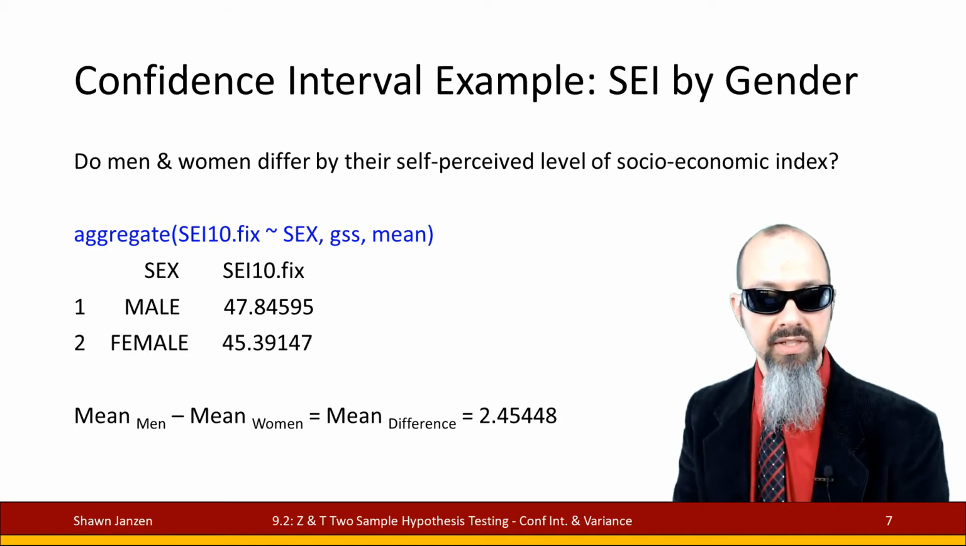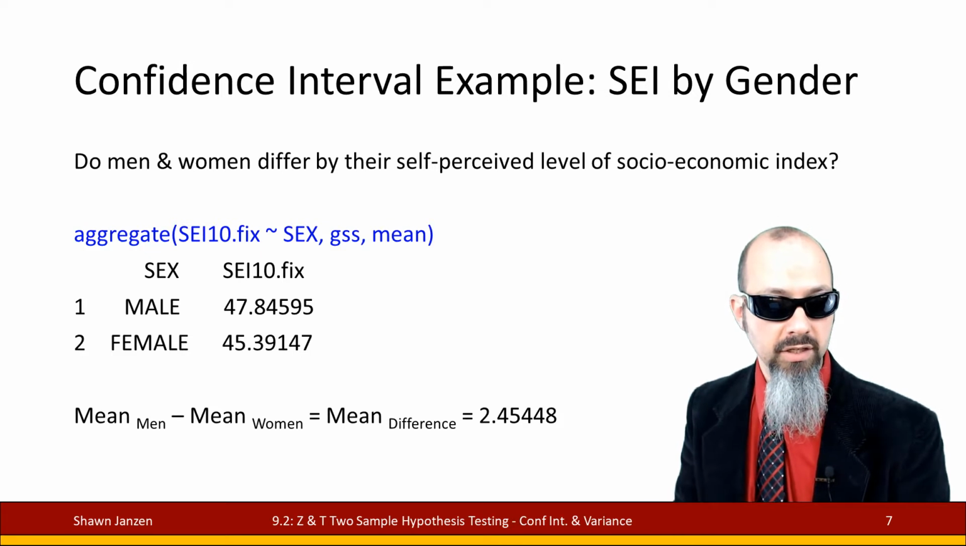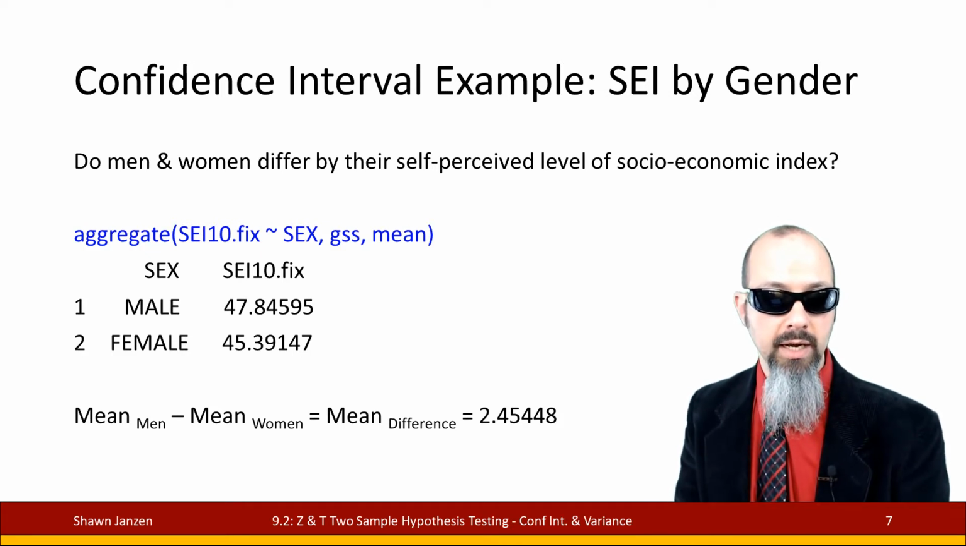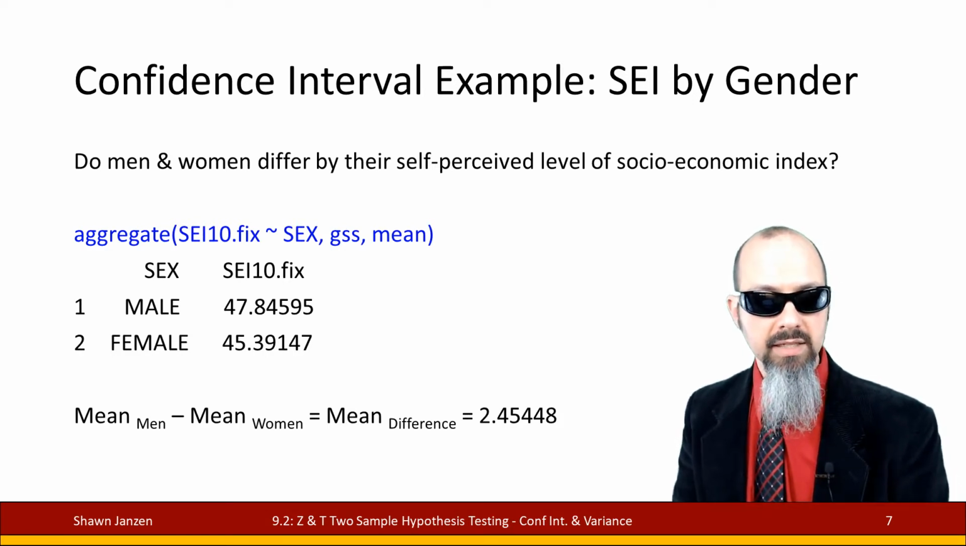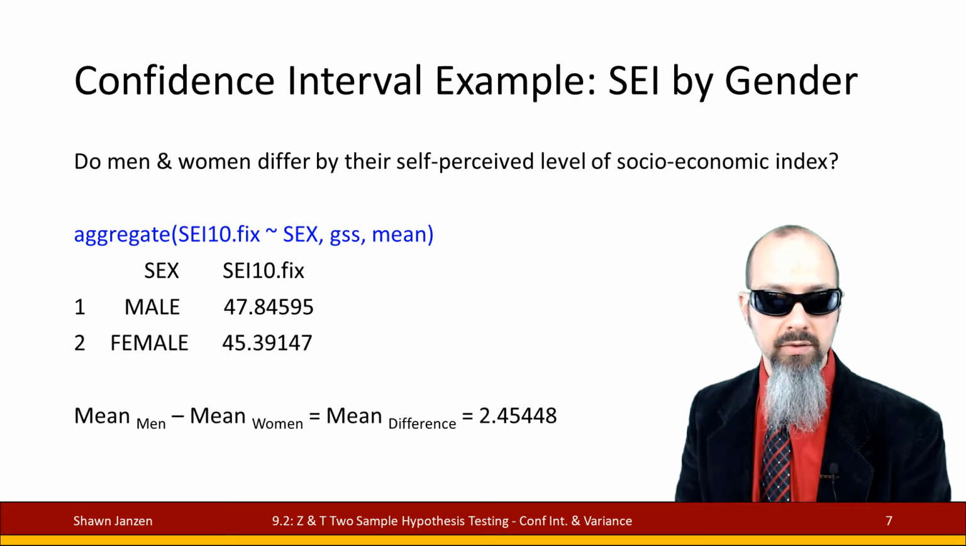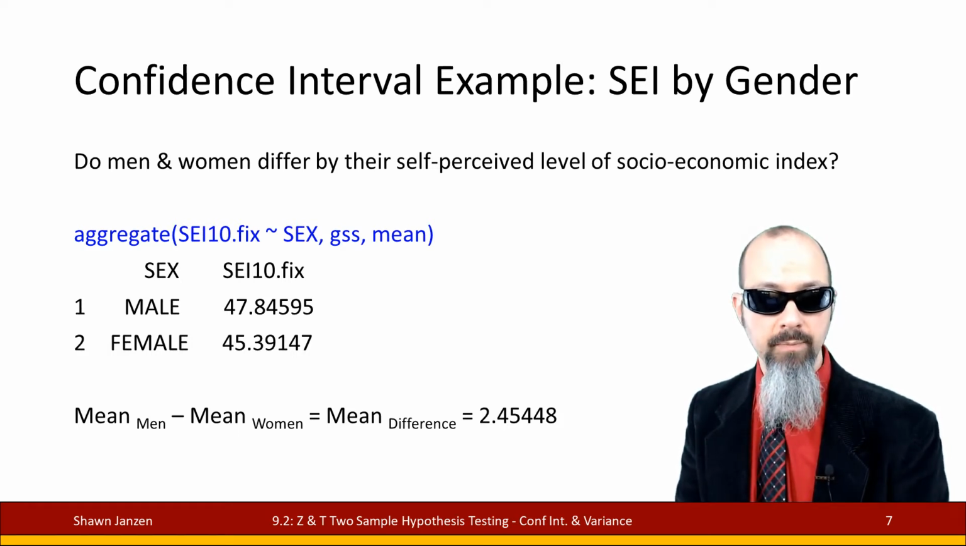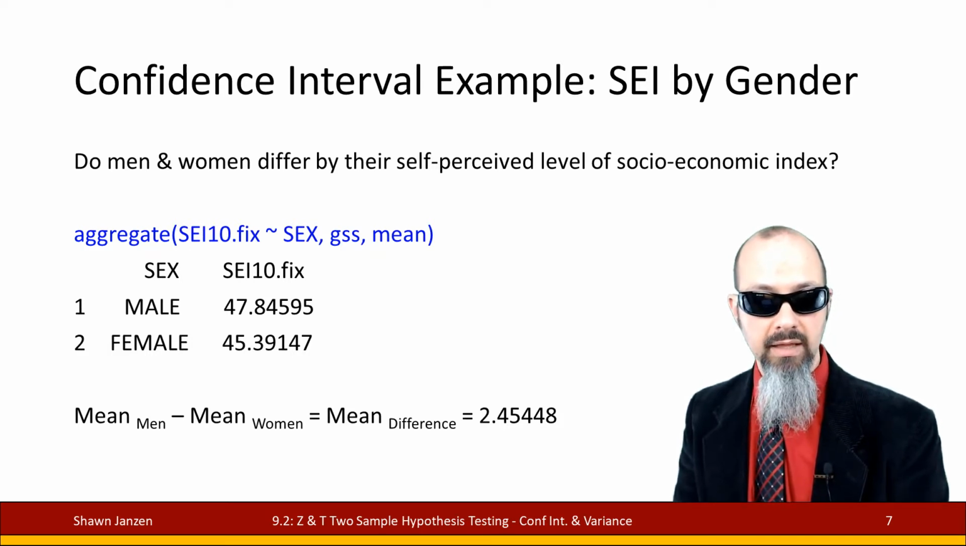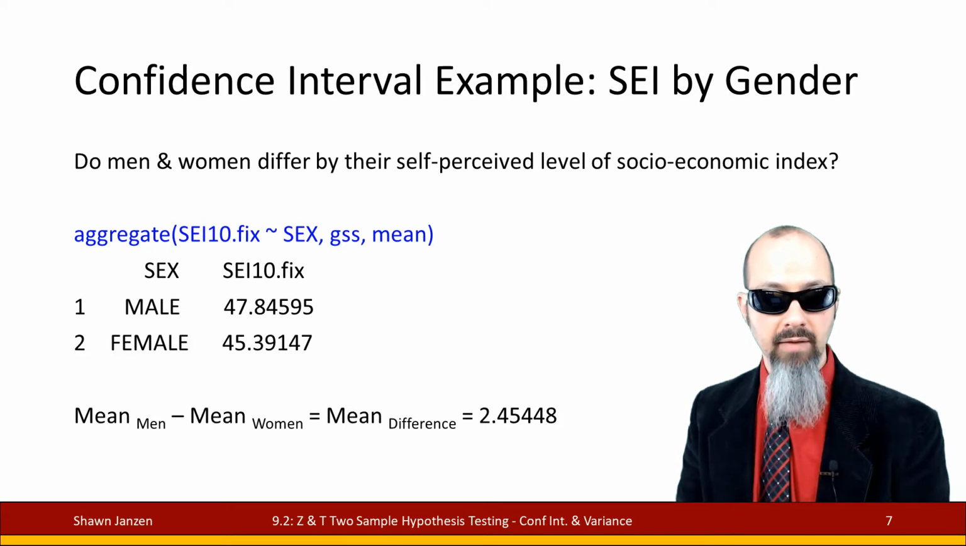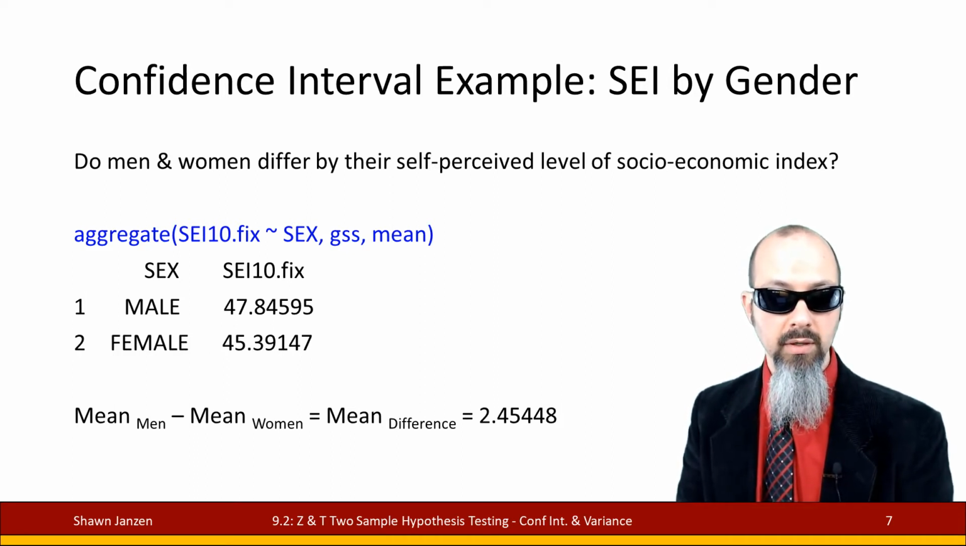And just getting some summary statistics here, I'm going to use an aggregate function in R, and the variable for socioeconomic index is SEI10. I called it SEI10.fix because I had to take the variables and make sure I put them into numerical values so they appropriately match what they're supposed to be. And then we're going to separate this by gender, looking in the GSS data set and the mean. And it tells me that on average, men have an SEI of about 47.8 and women have an SEI of about 45.3, which gives us a mean difference between men and women of 2.45 rounded, with men being the higher.